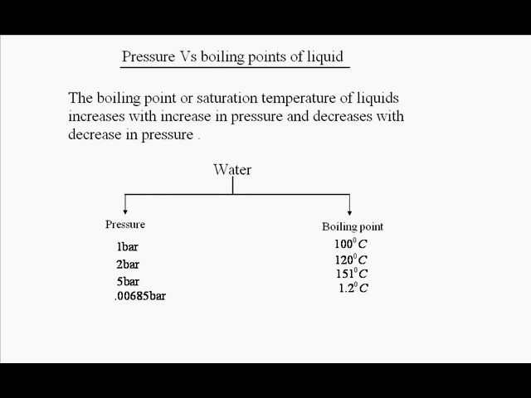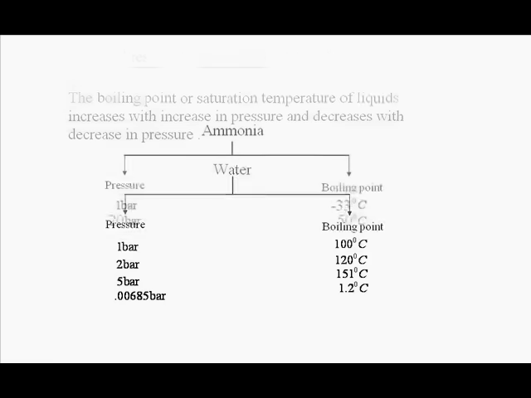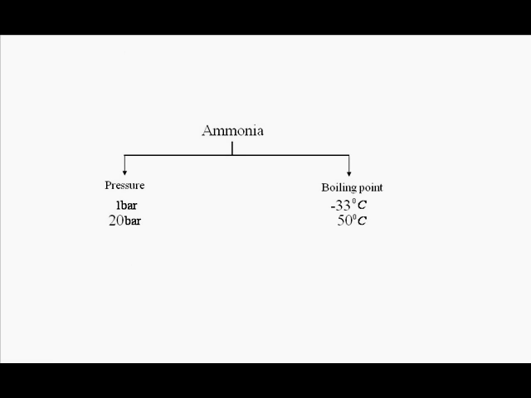In case the pressure applied is 2 bar, then its boiling point becomes 120 degree centigrade. In case it is 5 bar, then its boiling point becomes 151 degree centigrade, and we can even boil the water at 2 degree centigrade in case the pressure applied over it is below atmospheric pressure, that is vacuum pressure, that is 0.00685 bar. So it is not like that any liquid is having a fixed boiling point. The boiling point varies with respect to the pressure applied over the liquid.